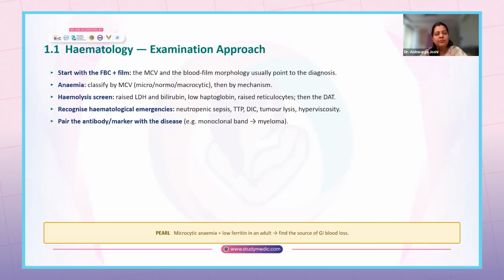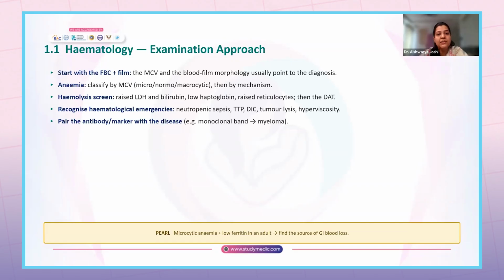Then hemolysis screen. In MRCP, raised LDH is equal to hemolysis or malignancy. So these two should be your first suspicion when the LDH is raised, along with rise in bilirubin. Now, an ideal hemolysis picture would be where there is a raised LDH, raised bilirubin, low haptoglobin, raised reticulocytes, and DAT testing. That is direct antibody testing.